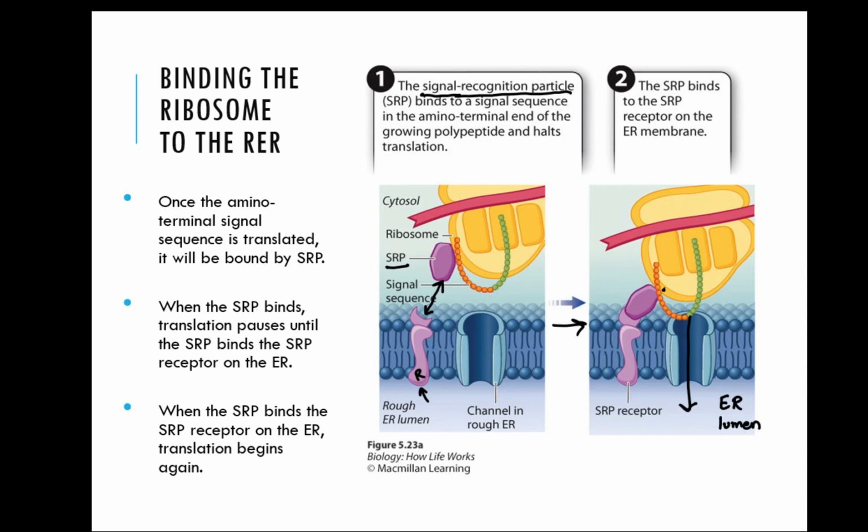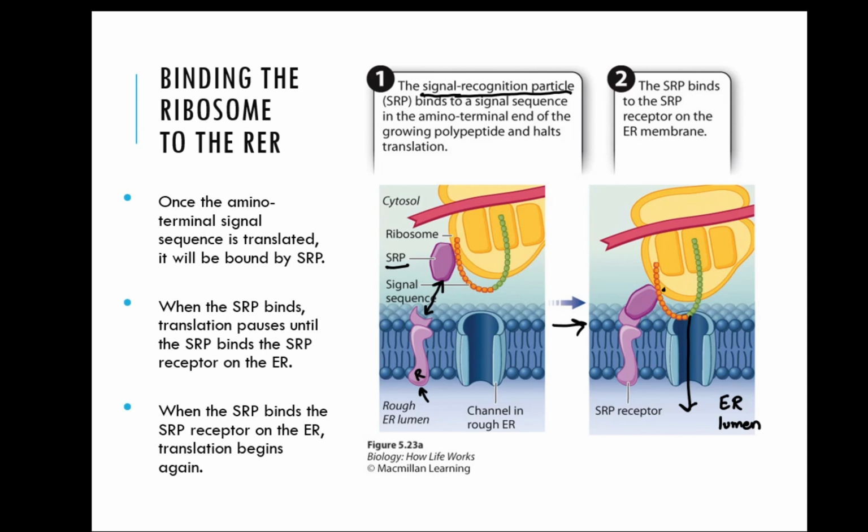Okay, so it's going to go until you reach the stop codon. When it reaches the stop codon, you're going to have the polypeptide terminated, and then it's going to be released into the ER lumen. The ribosome and everything is going to break apart from that channel, and it can start over again. Okay, does that make sense?